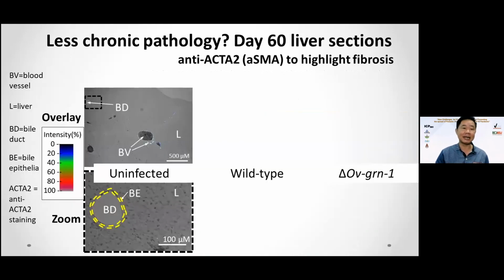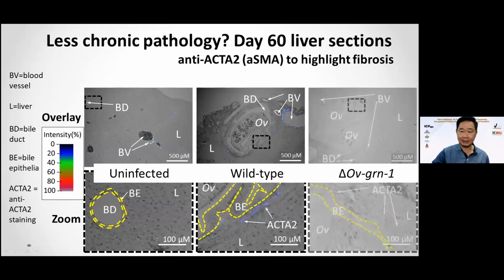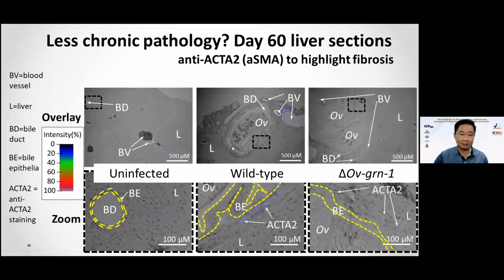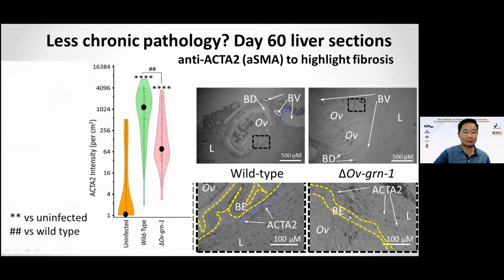And this is the same thing to investigate the fibrosis, but using another staining, anti-actin alpha 2 or SMA, to see the fibrosis, which is less in glandulin 1. So you can see this is a high level of fibrosis in the wild type, and this is the glandulin 1 knockout. So it's about 94% less.